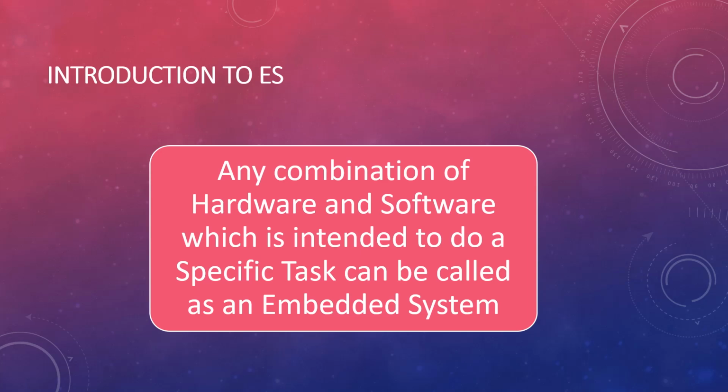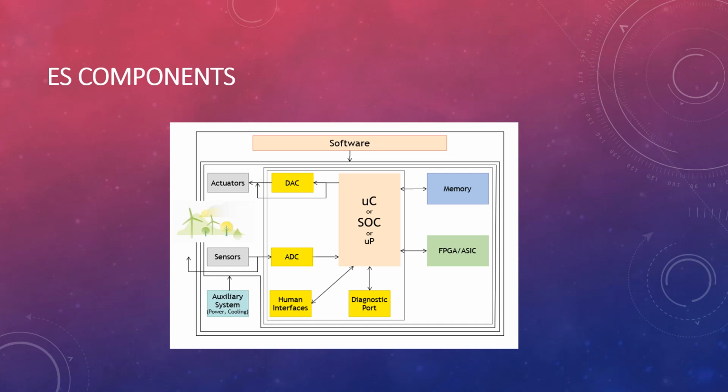Then let's talk about introduction to embedded system. Embedded system is basically a specific system which has a combination of both hardware and software and which are intended to do a specific task. That is why they are called embedded system.